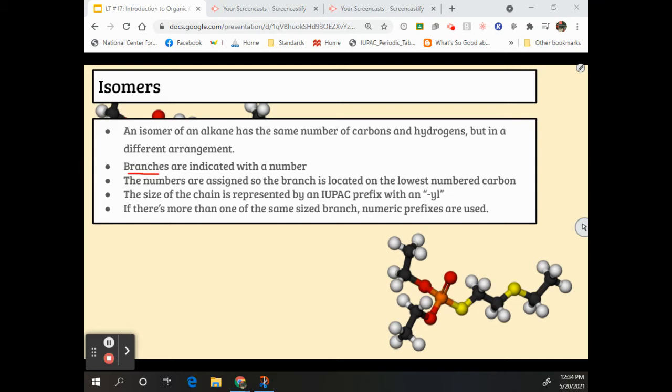And the numbers are assigned, and this is really important, so that we can number the carbon where the branch is on the lowest number. The size of the branch is represented by the prefixes that you learned on the previous slide, but the suffix is YL. And if there's more than one of the same size branch, numeric prefixes are used, such as mono, di, tri, tetra, and so forth.